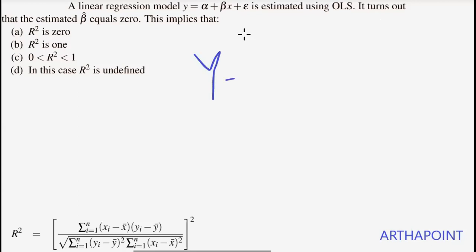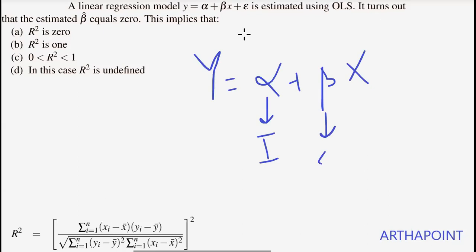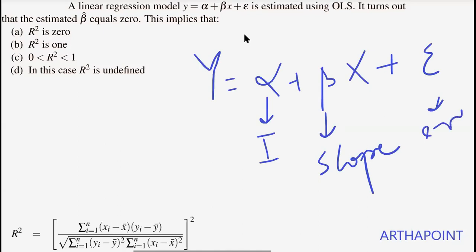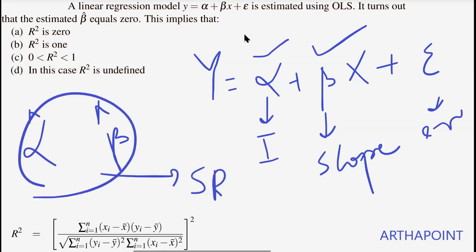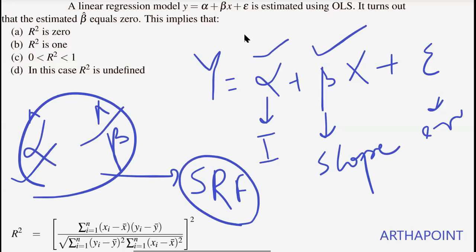So, usually you're given a population regression function. This is the intercept term that you're given, plus beta x. This is the slope term, plus error term. This is the error term, okay? Usually, you have to find out the estimated values of alpha and beta, which are called alpha hat and beta hat. Once you get this alpha hat and beta hat, you find something which is known as the sample regression function, right? So, there are formulas for alpha hat and beta hat.